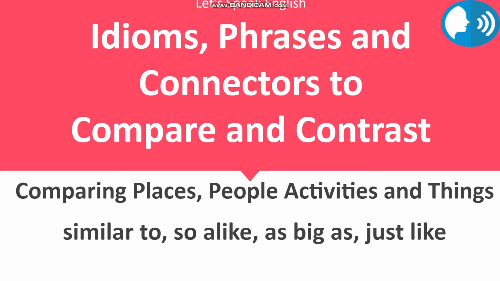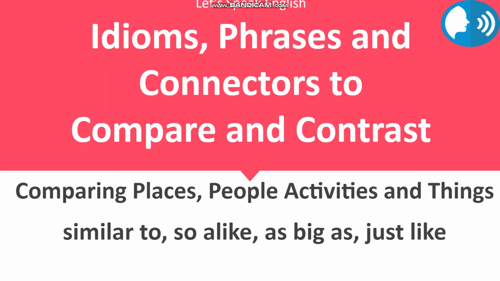Let's look at some examples. London is similar to Paris because they are both capital cities. Another example, London is similar to Paris in that they have similar population. We can also show the level of similarities and make our answers richer by using adverbs such as really, pretty, quite, rather. For example, London is pretty similar to Paris in that they have similar population.